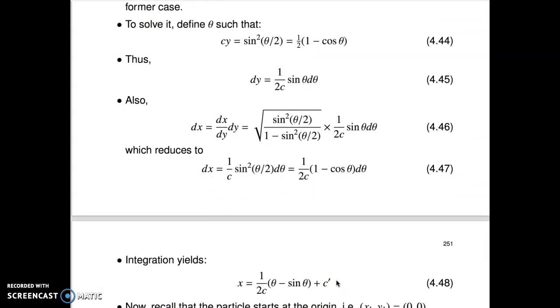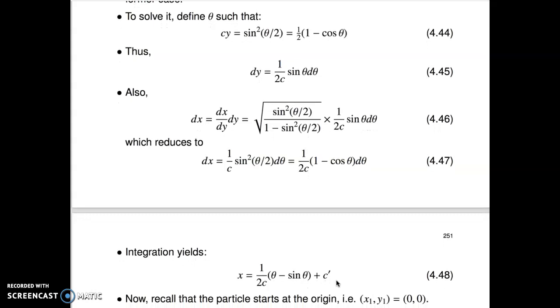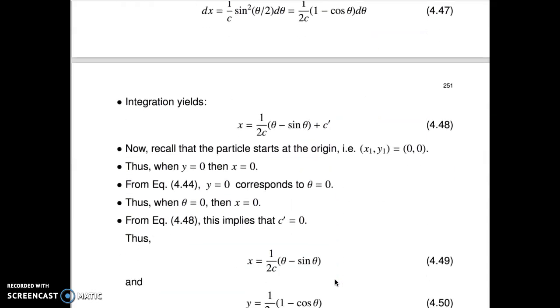Okay, so what you can do is you can integrate this equation. So you integrate with x on one side, you get an x. Integrate with respect to theta on the other side, you get, well, the first term gives you theta. Second term gives you minus sine theta. And of course, we have an integration constant. We'll call that c primed.